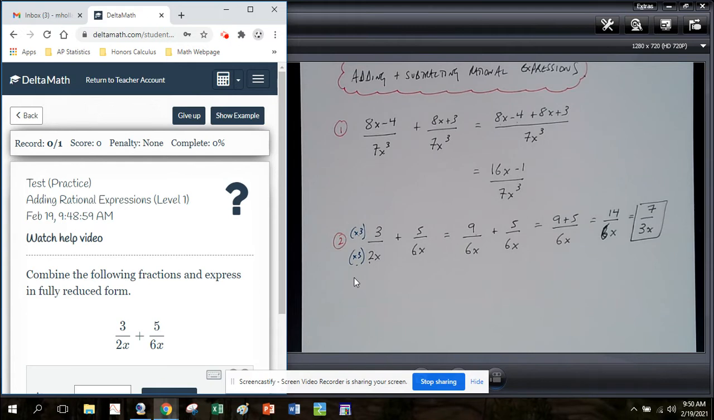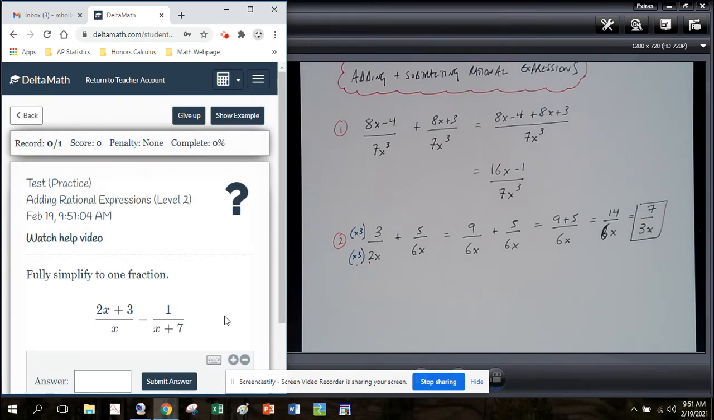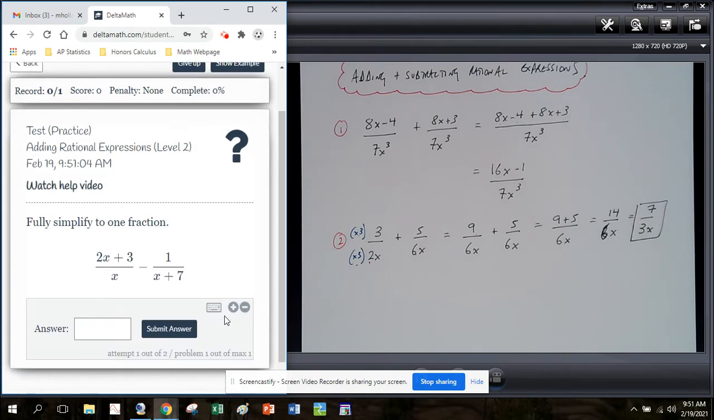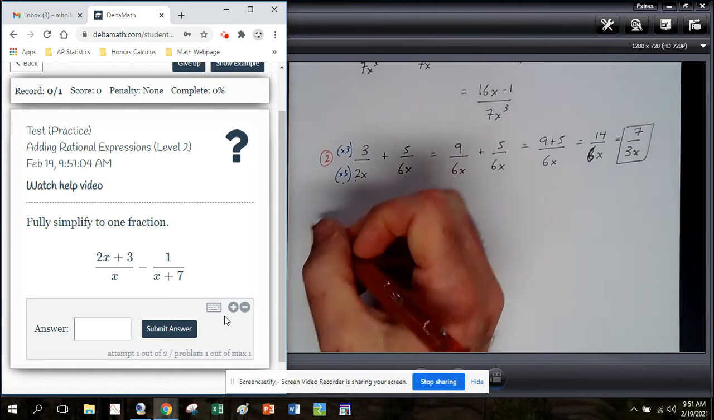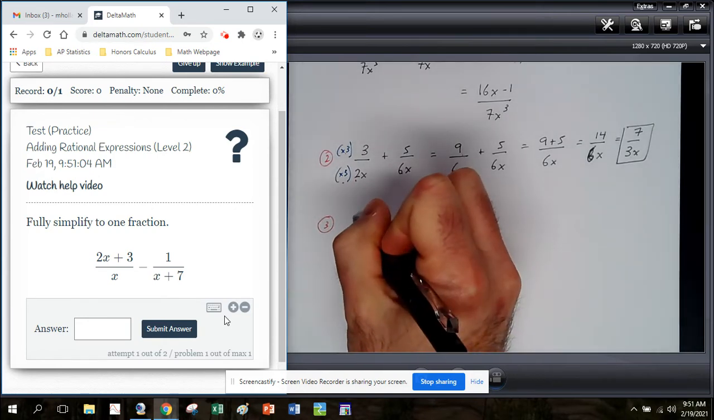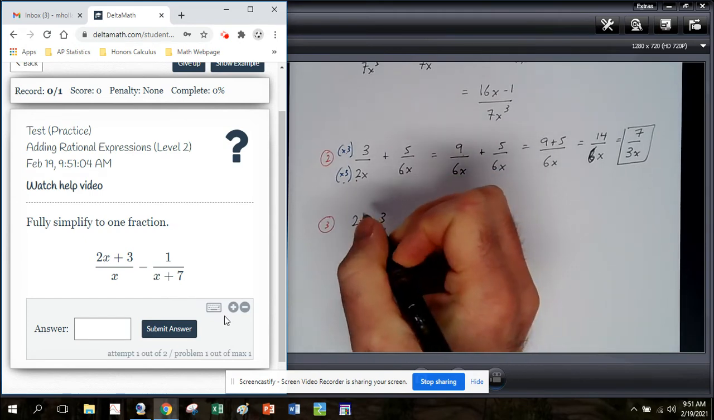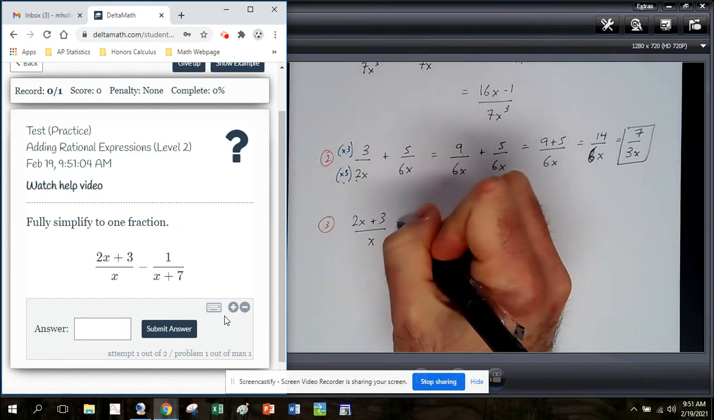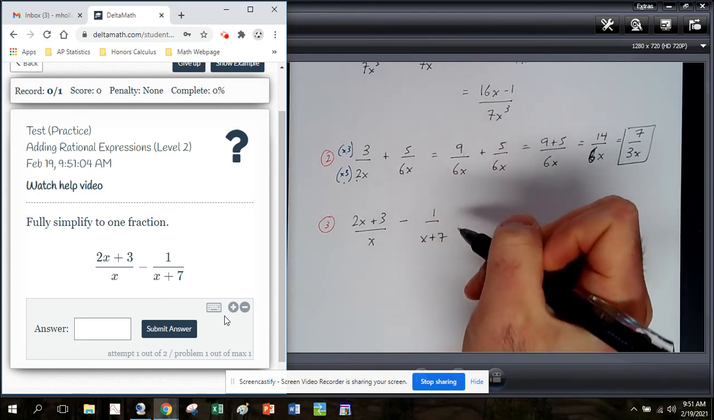All right, let's do one more example, but this time let's take it up a notch. So here we have not only subtraction, but we also have two denominators that are very, very different. So let's go and see how we would do that. So I've got 2x plus 3 all over x. And I'm going to be subtracting 1 over x plus 7.